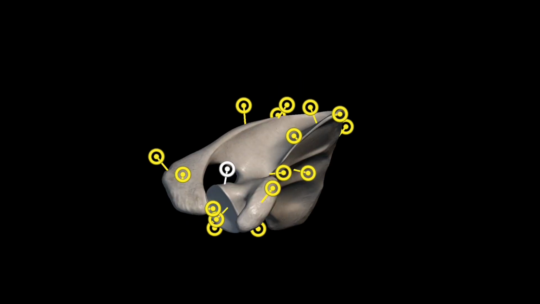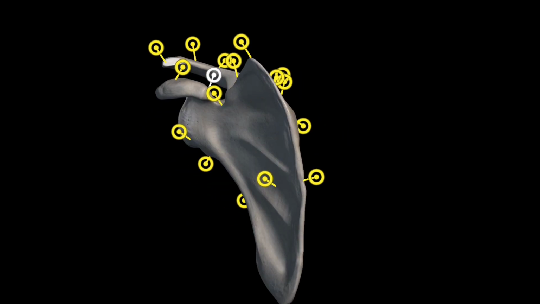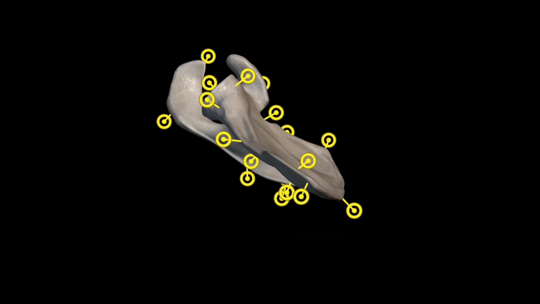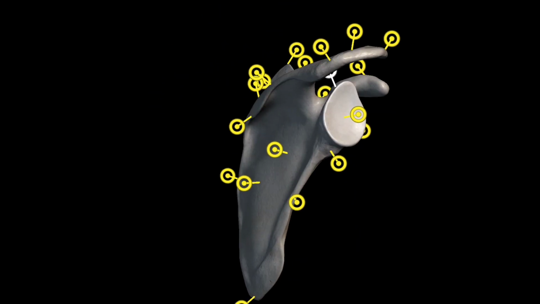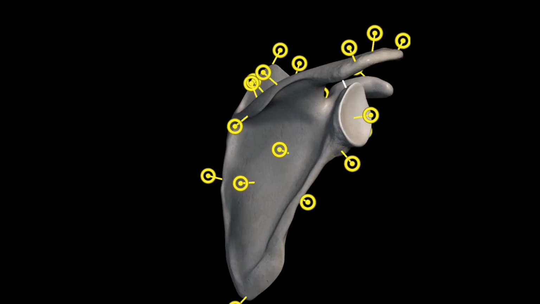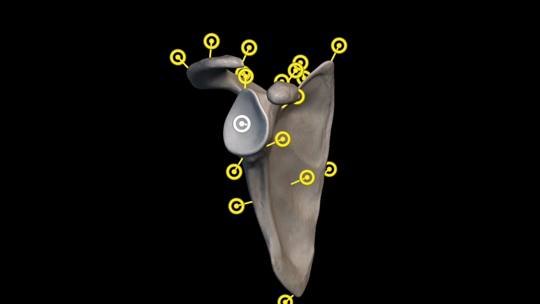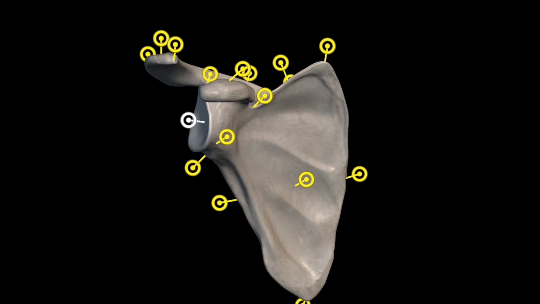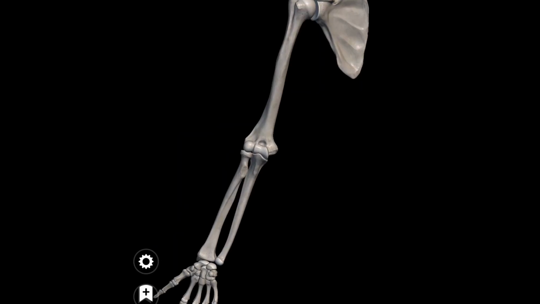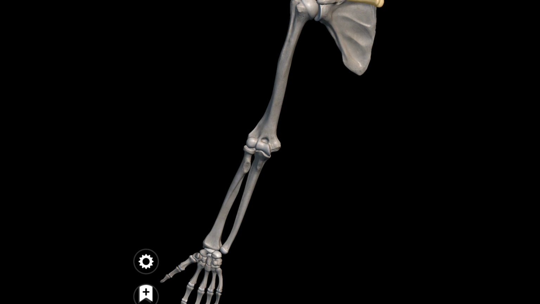We will explain it. Now on the medial side, this is the medial side. This is the superior side. This is the inferior side. Okay. And on the lateral side, you can see here this is the glenoid cavity. Okay. Now we have explained the scapula. We will explain the other bones. Now the second bone is the clavicle.